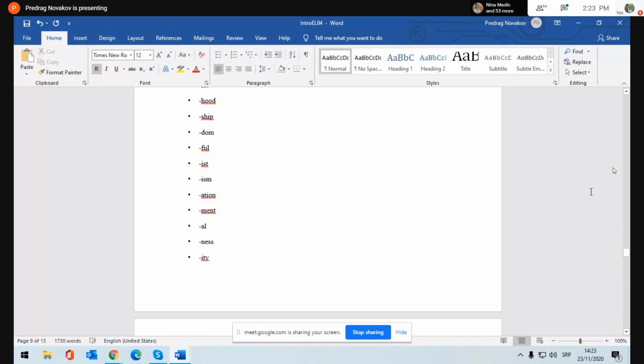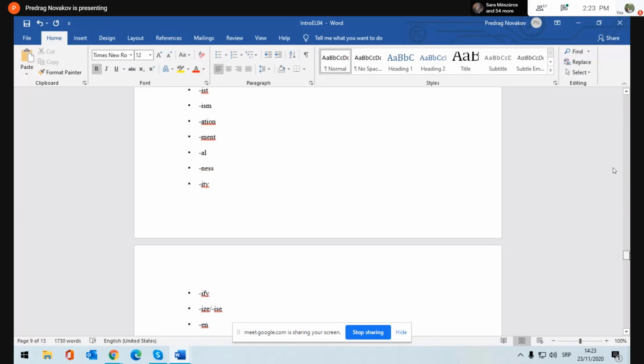Meaningful, exactly, meaningful, yes. IST, again, for the doer of the action. Do you have an example with IST? Feminist. Therapist. Yes, therapist. Optimist. Yes, violinist and so on. Yes, okay. ISM, usually for abstract nouns. Do you have an example with ISM? Well, somebody, you mentioned feminist, for example, feminism, rationalism, realism, yes, okay.